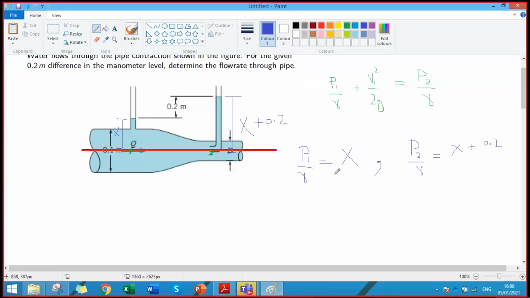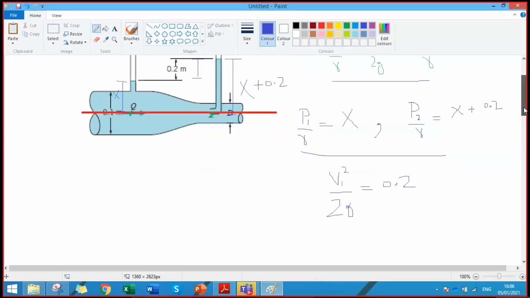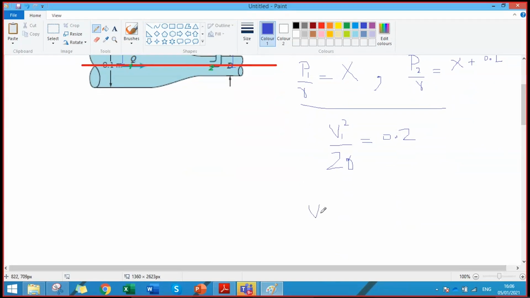If I see these two equations and this equation, I can easily say that this difference of reading is basically representing the dynamic head, or the velocity head. Yes, sir. So V1 square by 2g equals 0.2 meters, right? So we can simply rearrange this equation to get V1. So what is V1? The square root of 0.2 multiplied by 2 multiplied by 9.81. 1.98, sir. 1.98 meters per second.